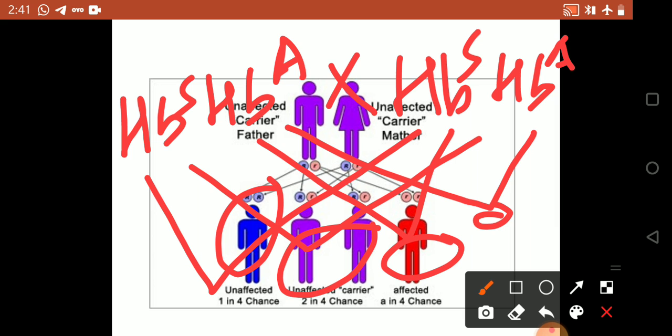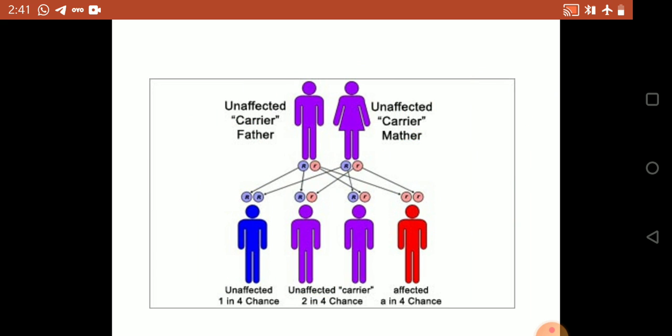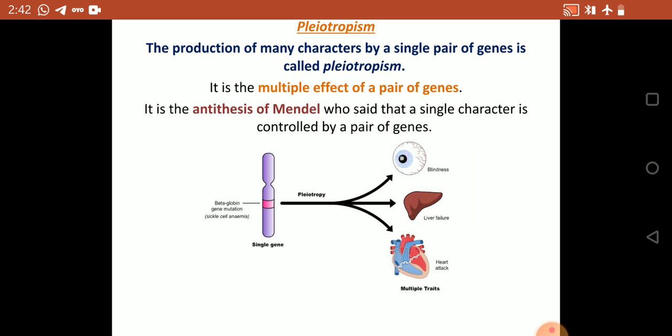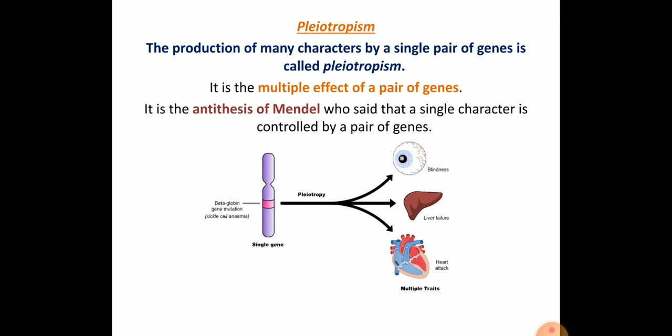So this is how the genetic inheritance of sickle cell anemia takes place. Next, coming to pleiotropism. It is a very important type of genetic movement, or allelic interaction. Here, the production of many characters by a single pair of genes is called pleiotropism. So it is a multiple effect.